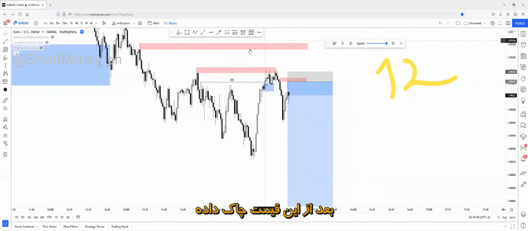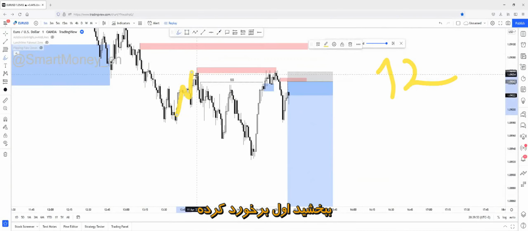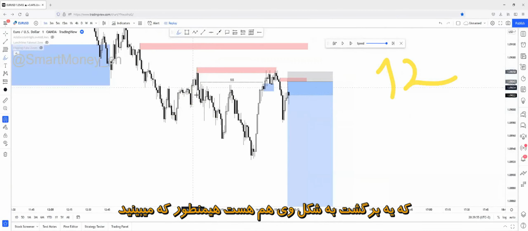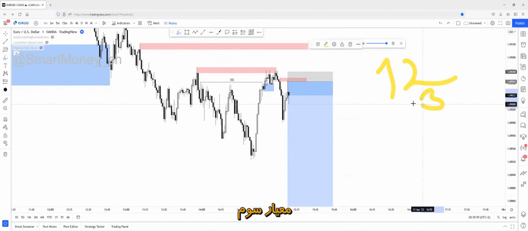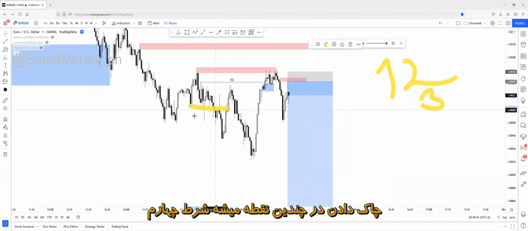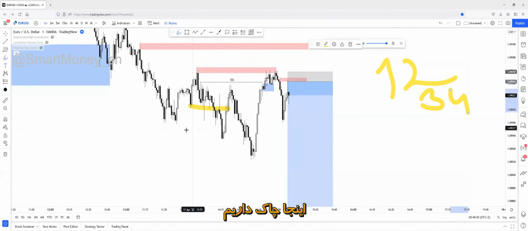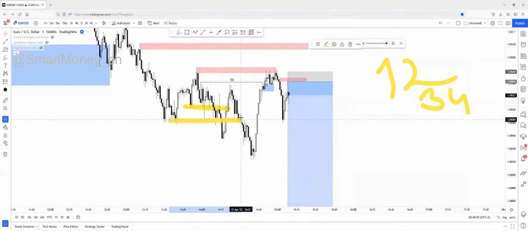After this, price has changed character and tapped, first it has tapped the 5-minute zone, created a V-shape recovery. As you can see, there was a tap of the 5-minute zone and V-shape recovery to the downside immediately. Third criteria, change of character on several places. Here was a change of character, and here was a change of character.